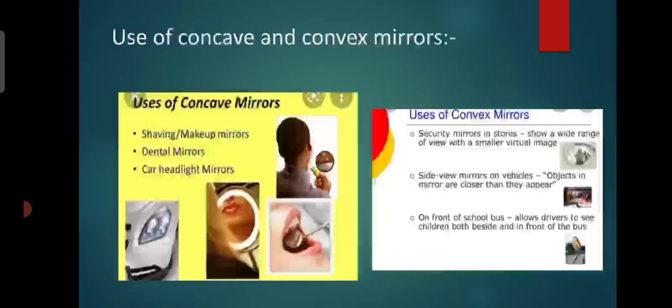Next, use of concave and convex mirrors. Concave mirrors are used as shaving or makeup mirrors, dental mirrors, and car headlight mirrors. Convex mirrors are used as security mirrors in stores, side view mirrors in vehicles, and in front of the school bus, allowing the drivers to see the children on both sides in front of the bus.